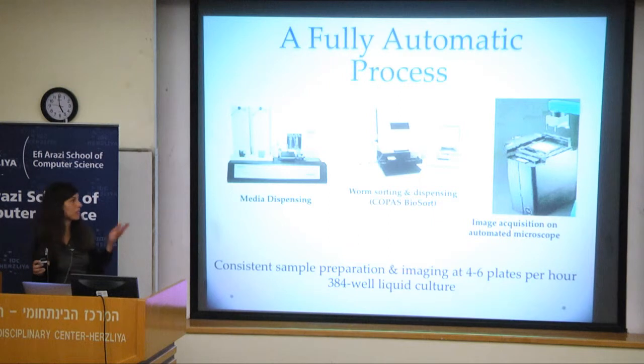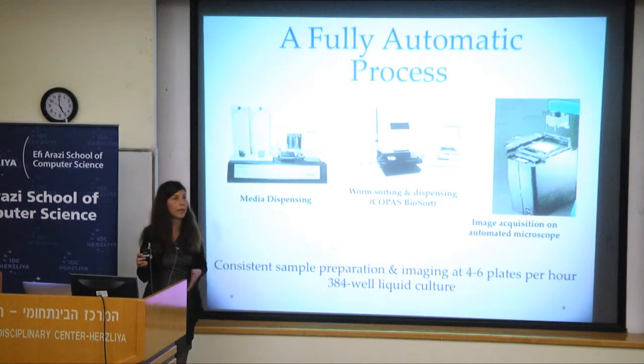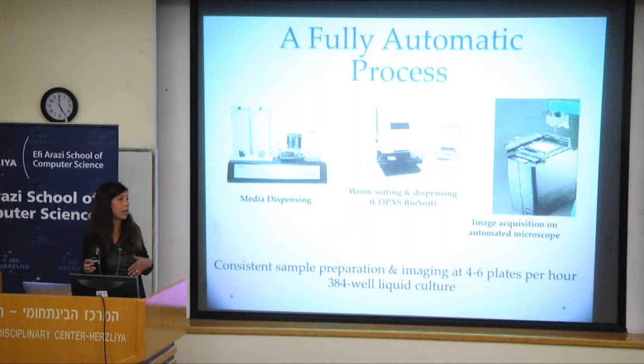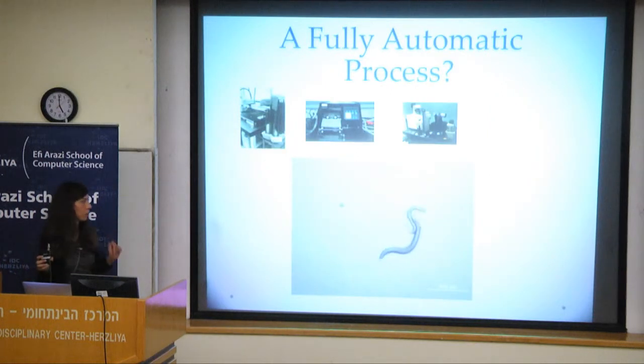So the entire process is automatic. They use robots. They can handle the preparation, the sorting and the imaging. This can be done really fast, 4 to 6 plates per hour, 384 wells. Each well contains 20 C. elegans. Where is the main bottleneck? The main bottleneck is image processing.